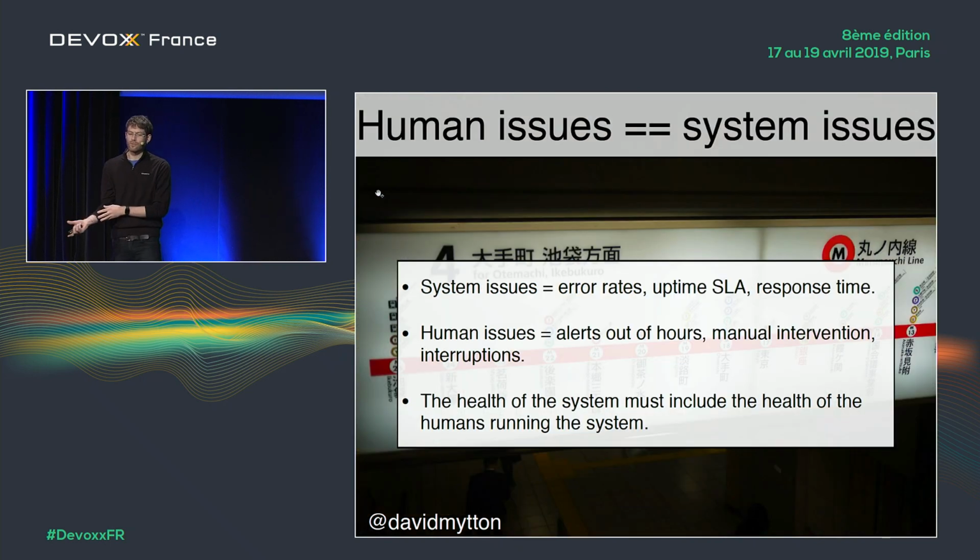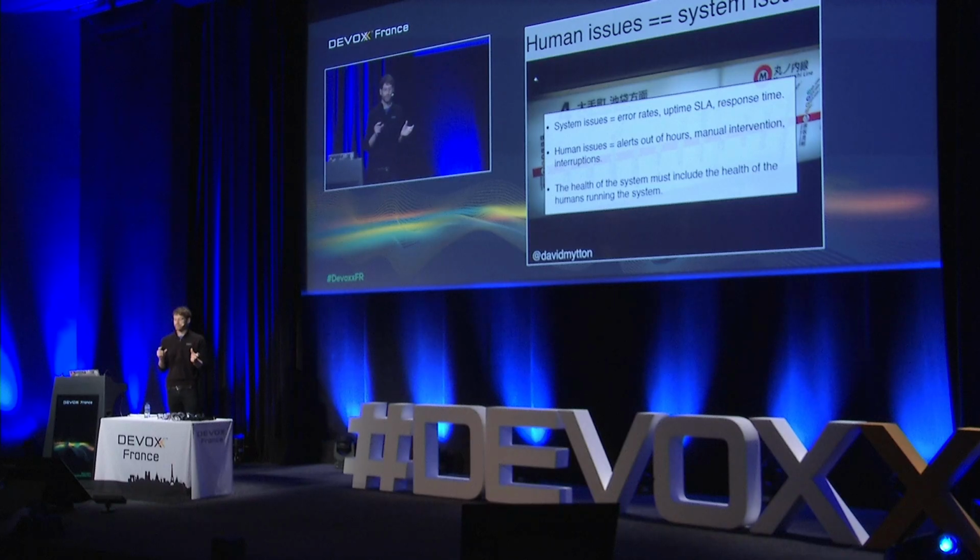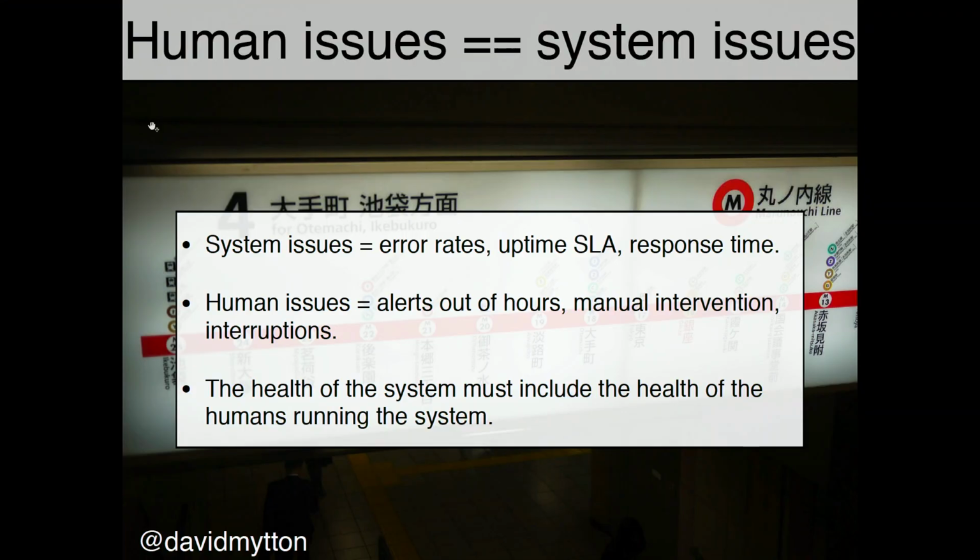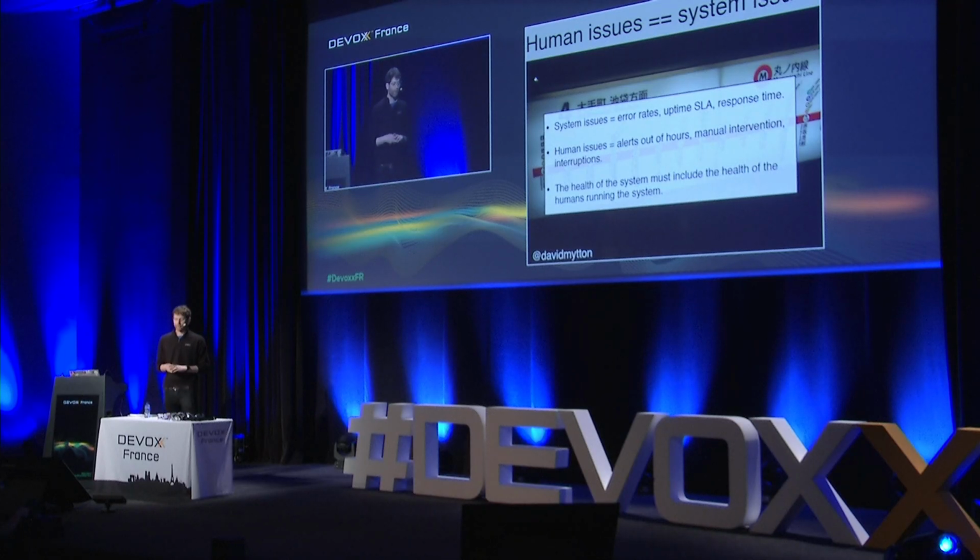And really, it's about human issues being the same as system issues. We have different metrics. We'll come on to metrics in a few minutes. But system issues are typically thought of as things like SLAs, uptime percentages, and response time. And you can think about human issues as being the number of times you have to manually go and fix something, or how many alerts you get in the middle of the night. And these are all things that can be measured. And so when you're thinking about the overall health of the system, it has to include the health of the humans running the system, not just the system metrics.